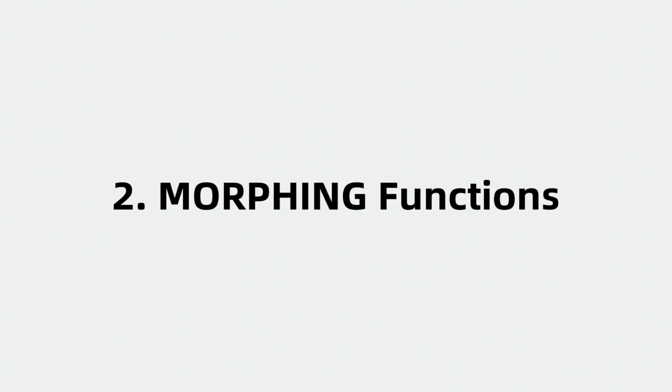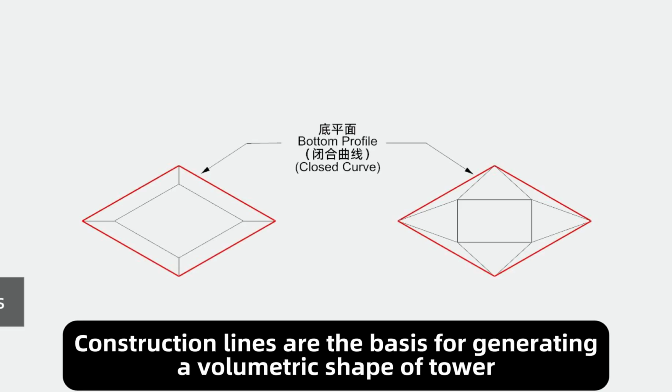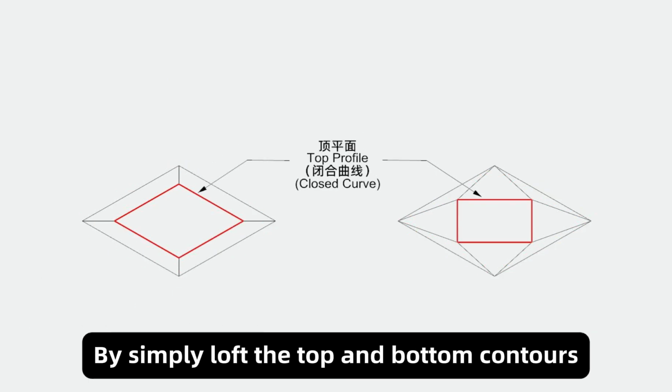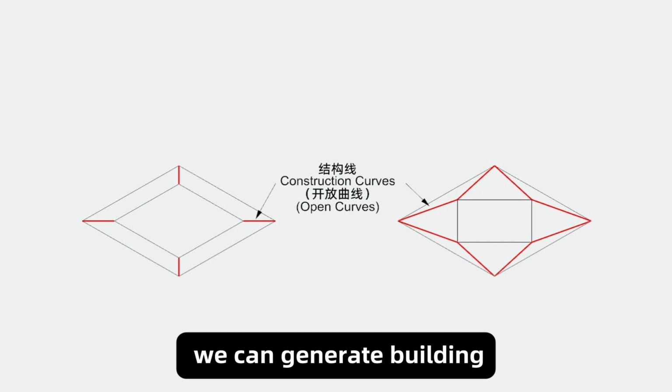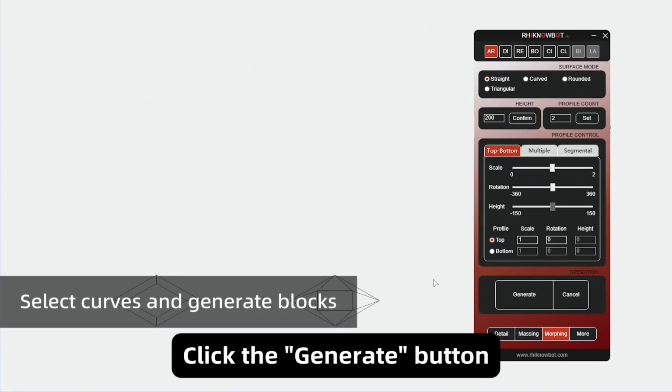Detailed explanation of morphing functions. Select curves and generate blocks. Construction lines are the basis for generating a volumetric shape of tower. By simply lofting the top and bottom contours along the connecting edge curves, we can generate a parametrically controlled building tower. Click the Generate button.